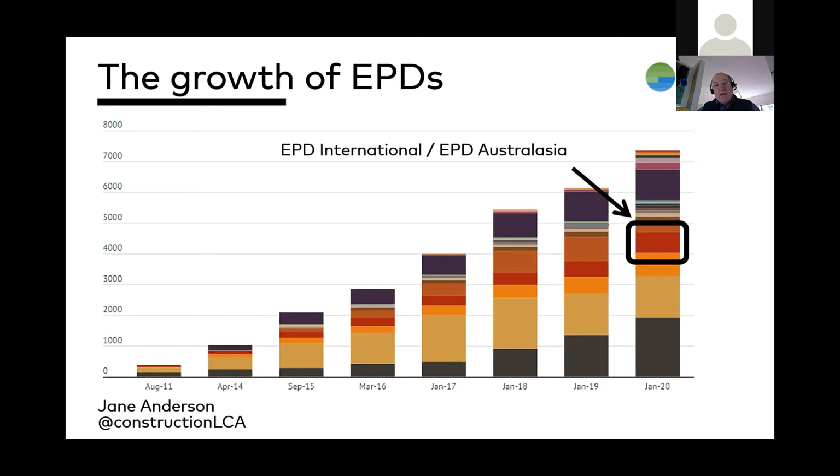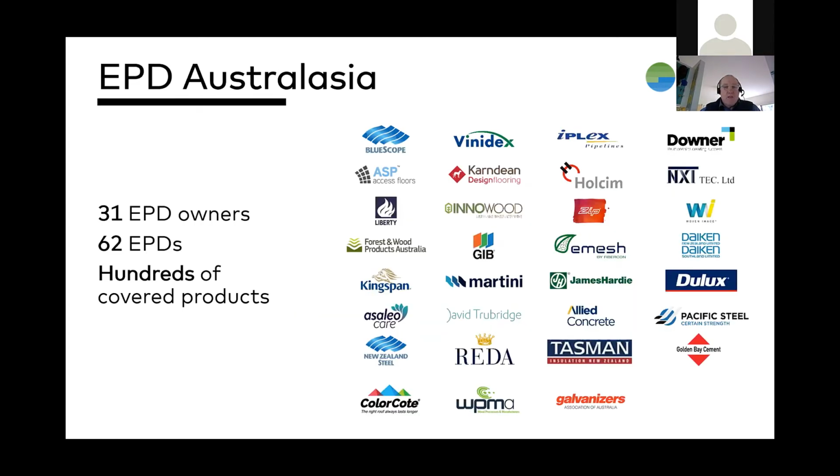So when people say to you, I can't get an EPD for a product, well, that's increasingly becoming not true. And as I was saying before, some very reputable companies have jumped on with EPDs. With the EPD Australasia program, we've got 31 EPD owners, 62 EPDs literally covering hundreds of products. Obviously timber I'll be talking about in a sec, but also you've got steel, concrete, and alternative steel mesh products, insulation, galvanizing of steel. We've even got down to rail.